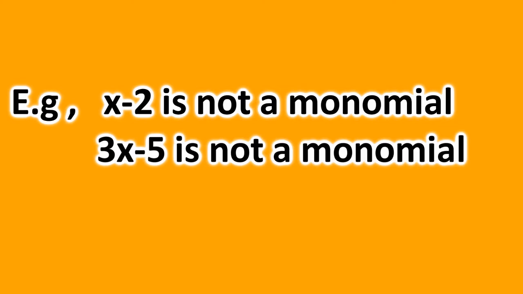3x minus 5 is also not a monomial, because 3x by itself is one term and minus 5 is another term, so together we have more than one term, so in the future it will also be known as a binomial. So these are not monomials.